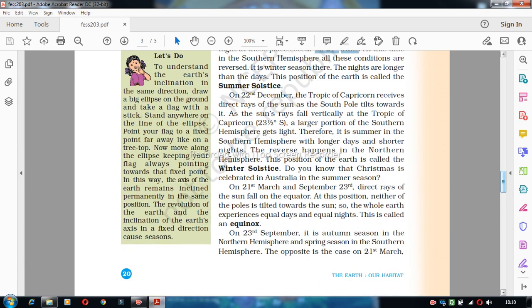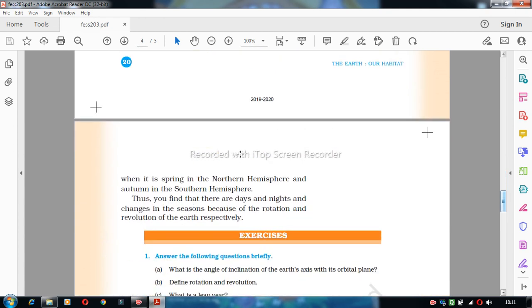Next, on 21st March and 23rd September, the direct sun rays fall on the equator. At this position it is neither tilted towards nor away from the sun, so the whole earth experiences equal day and equal night. When there is equalization of day and night, that position is called equinox. On 23rd September, it is autumn season in the northern hemisphere and spring season in the southern hemisphere, and the opposite in the case of 21st March.